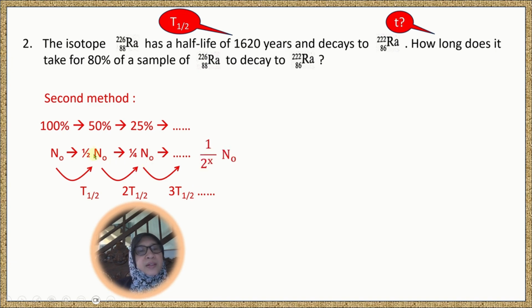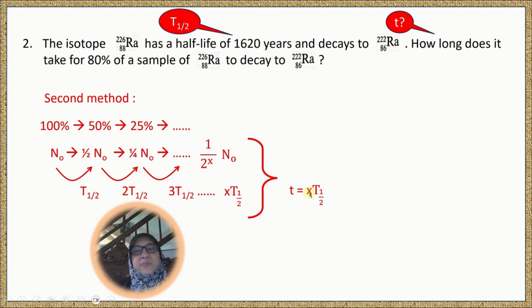So the pattern here, 1/2, 1/4, we can write as 1/2 to the power of x of the initial number of atoms. This x is the same as the number of half-lives. Each time it decreases to half of the number: 1/2, 2/2, and 3/2. So this is the pattern, x times half-life. So we can combine this formula.